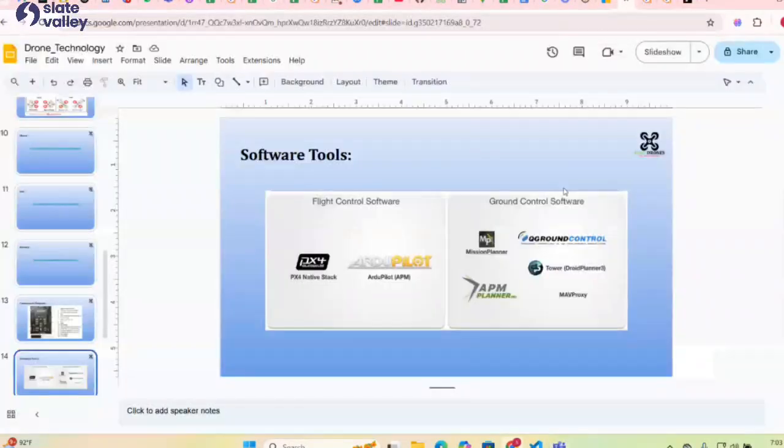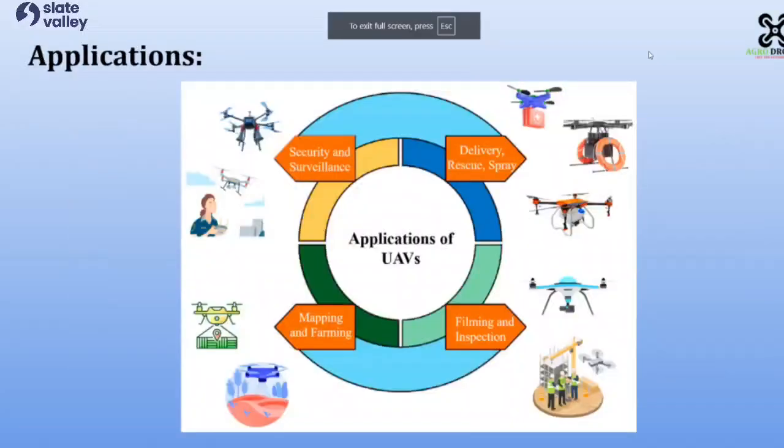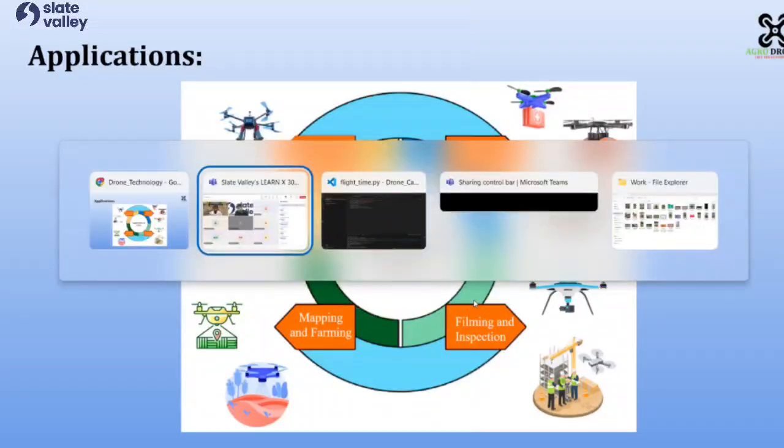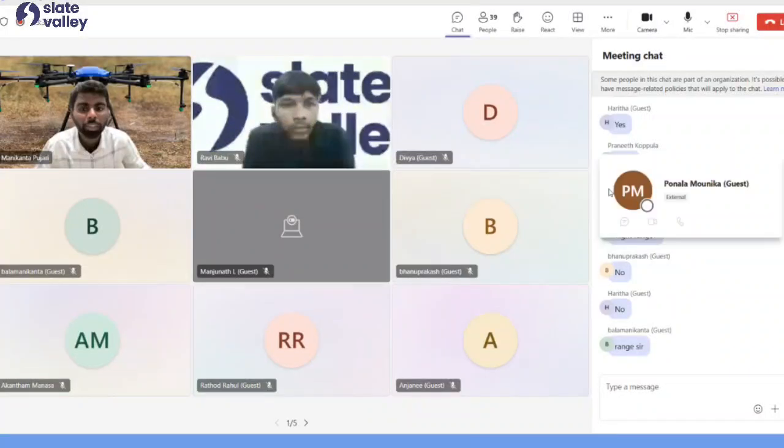And coming to applications, first you can start with security, border security and surveillance, and rescue operations like delivering medicines. If there is a flooded area, you can drop supplies, as disaster management. Also agriculture spraying and monitoring, and inspection: if there are any pipelines you can check for gas leakage and everything, and mapping and farming.